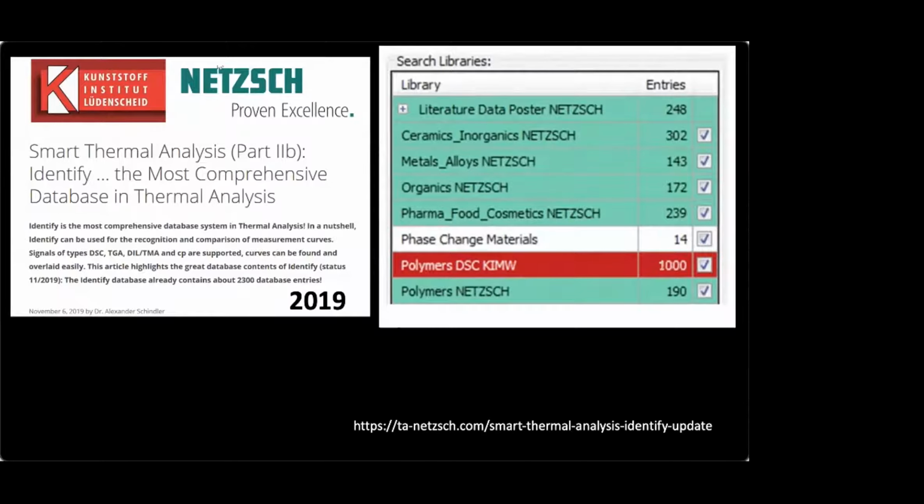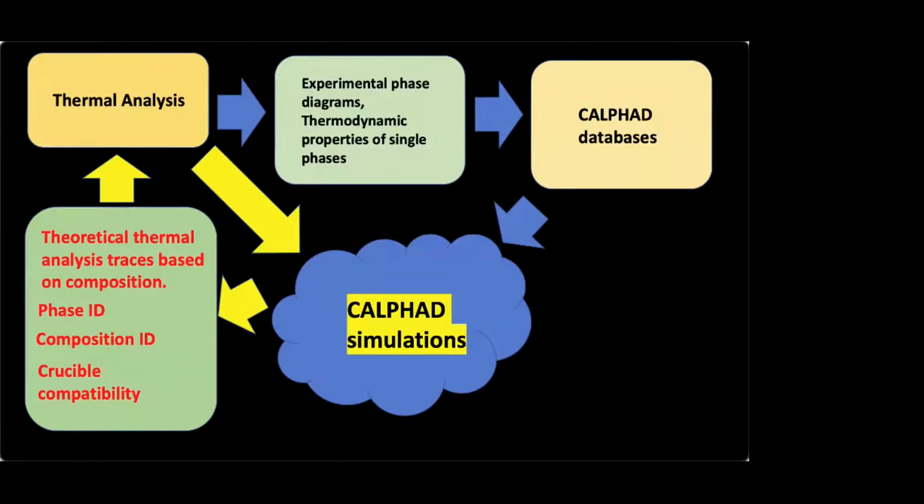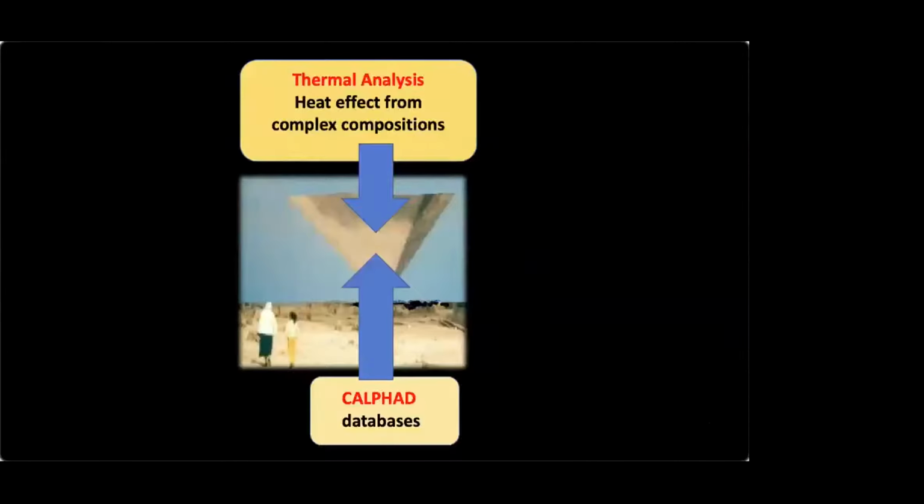Recently, NIST changed this situation for the better and created the most comprehensive database in thermal analysis. However, for example, for metal alloys, it has only 143 entries. I think here is an opportunity for CALPHAD to extend its user base by providing thermal analysis users with theoretical thermal analysis traces based on CALPHAD computations. On the other side, there could be some benefits in feeding the inverse pyramid of CALPHAD from the top with thermal analysis data for complex compositions.